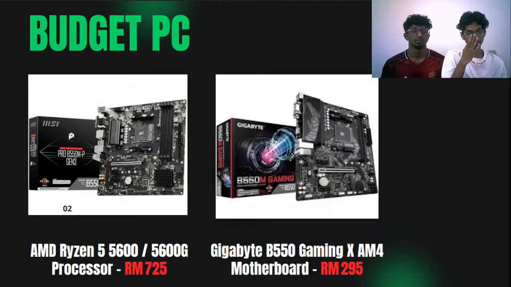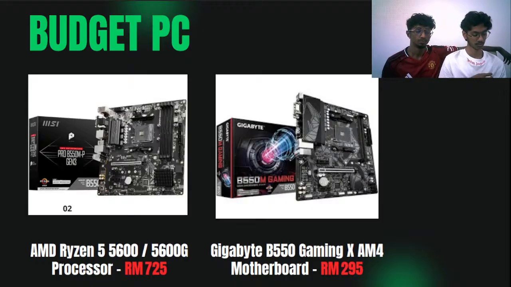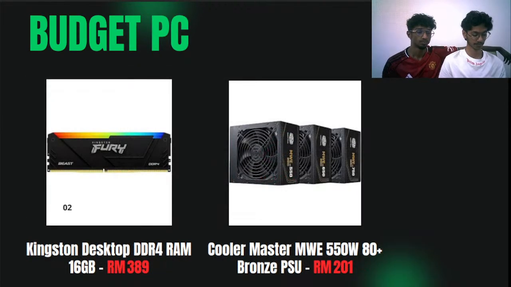As I mentioned before, you guys can look for this on Shopee if you want to buy it. For the motherboard, this one is stable and gives a good upgrade option for you guys later on. The next one is the RAM. For the RAM, I choose the Kingston Desktop DDR4 RAM, 16 gigabytes. This helps keep a lot of apps and tabs open without slowing down.